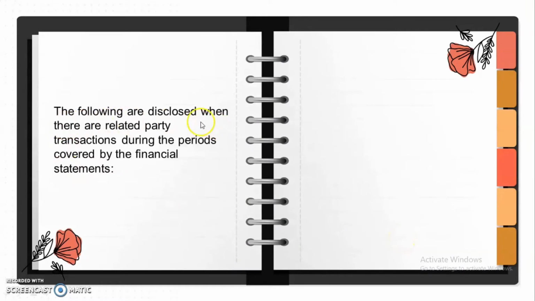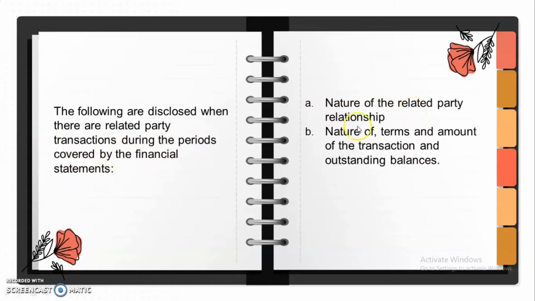So the following are disclosed when there are related party transactions during the periods covered by the financial statements. The first one is the nature of the related party relationship. Next is the nature, terms, and amount of the transaction and outstanding balances. C. Doubtful debts recognized on the outstanding balances.